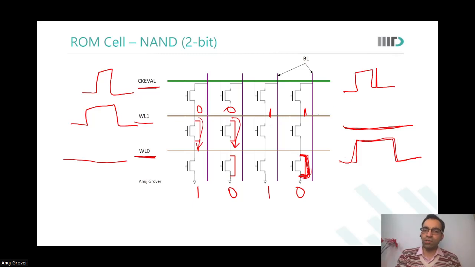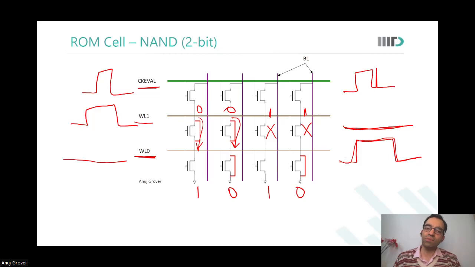Now, because word line was 0, there is no current path here. So even though there is a current path here, and there is a current path here, I read a 1 there. Is that fine? So how am I reading a 1 there? There is no current path in the third column, right? Is there a path in the third column? My word line 1 is 0. Yes, there is none. So I read 0011.